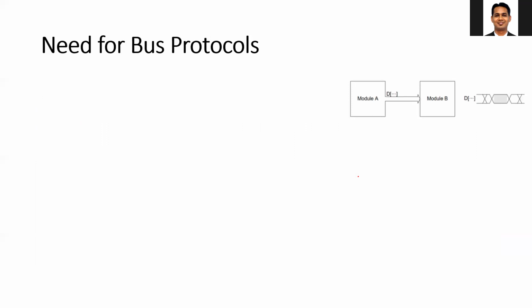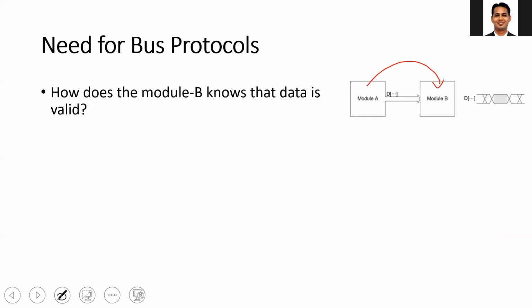The first thing you can see is on the right-hand side, you have module A and module B. Module A wants to send data to module B. So you can see that there is a data bus. But what is the problem? The problem is, how does module B know that the data is valid? How does module B know at what time it should read the data?